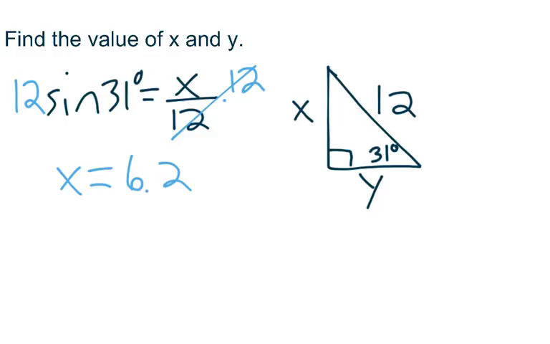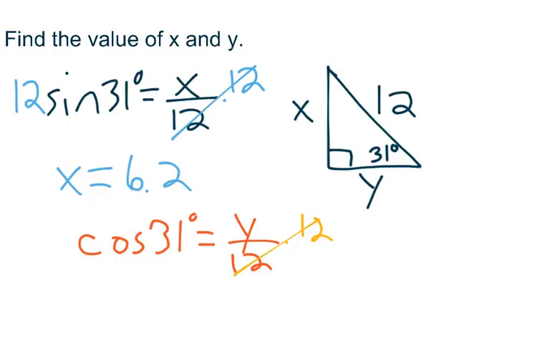Now if we want to solve for y, from the 31, notice y is adjacent, so we would say the cosine of 31 is equal to adjacent over hypotenuse. So therefore we multiply, and we go 12 cosine of 31, and if you did this correctly, you should have got 10.3.